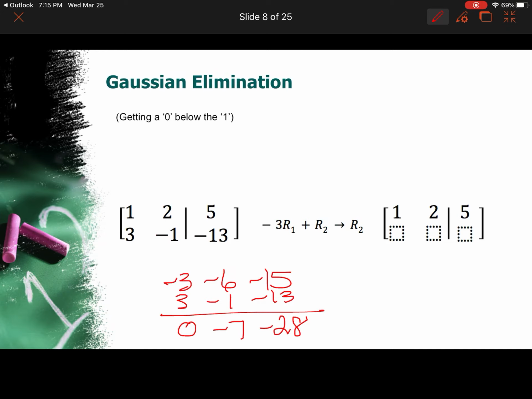-28. Now you notice that I used row 1 and multiplied it by -3, but I'm not changing row 1. This right here is the only row that gets changed. I'm replacing row 2. Row 1, I already have a 1 in the first place. I don't want to mess that up. Okay, but the second row now will be 0, -7, -28.